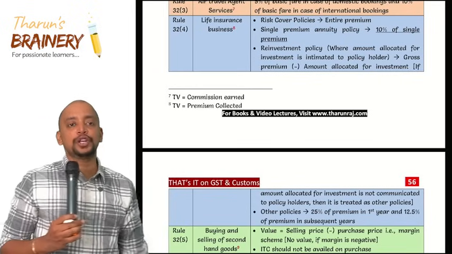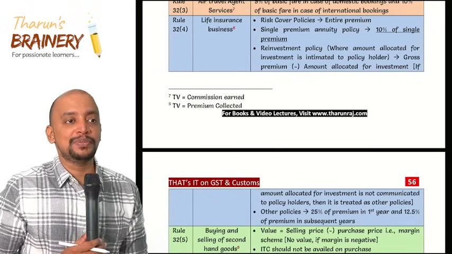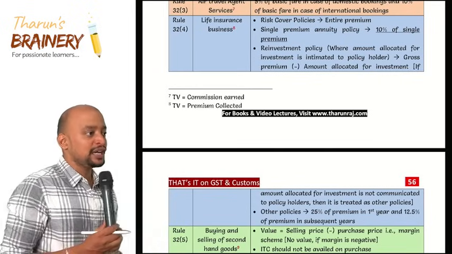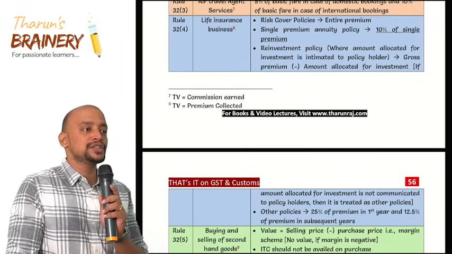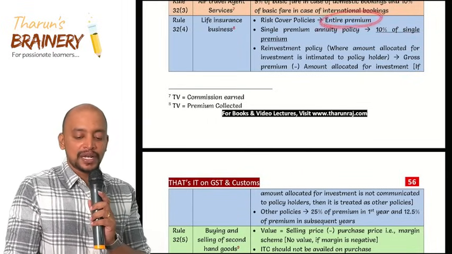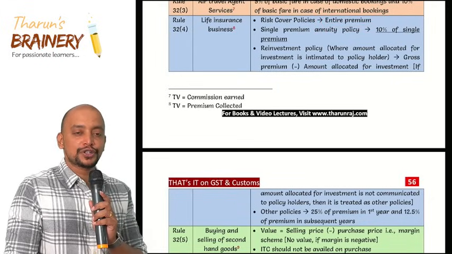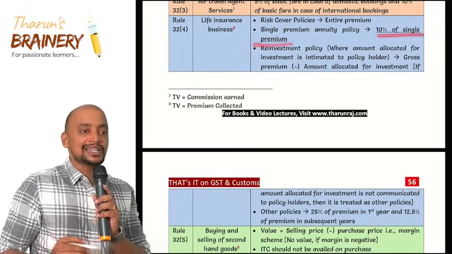In single premium annuity policy, not the entire premium will be taken as income to the insurance company. So we need to take 10% of the single premium. So for risk cover policies, what should be taken as a value? Entire premium. For single premium annuity policy, what should be taken? 10% of the single premium.